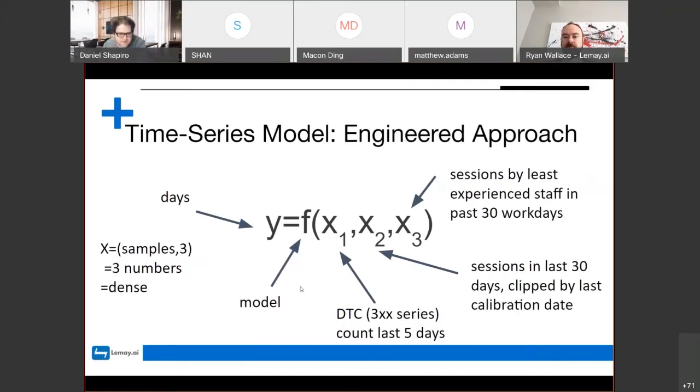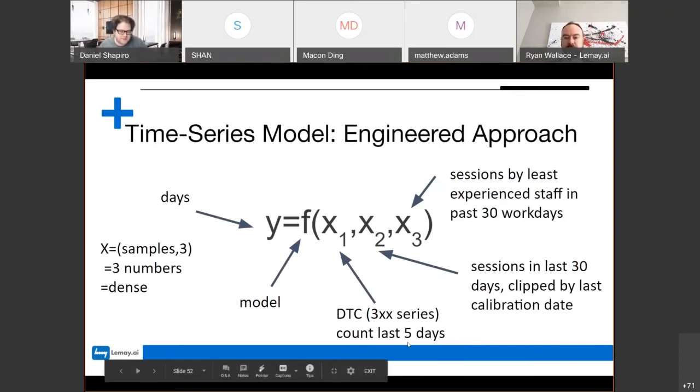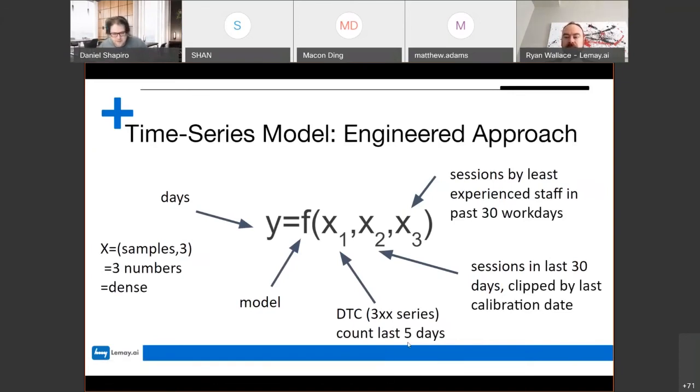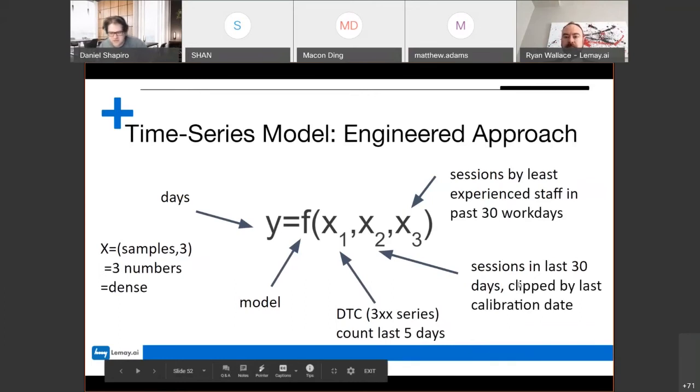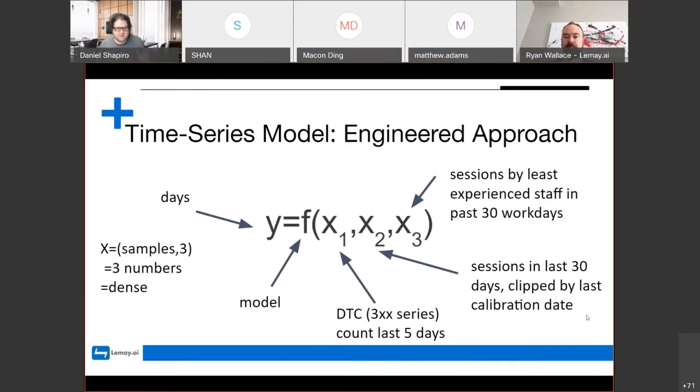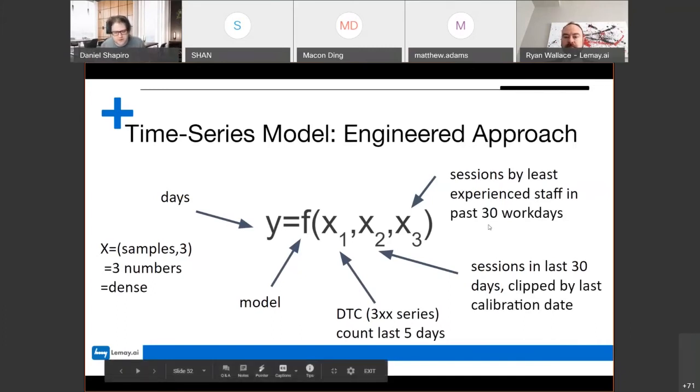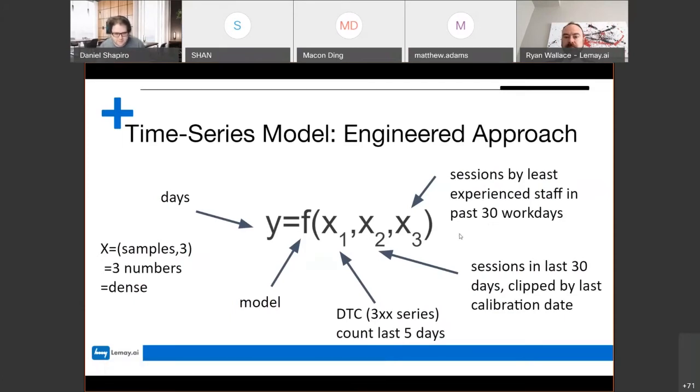We can do the same kind of thing, but with 3 numbers, where we engineer the solution by hand. I'm going to make one number that represents the count in the last 5 days of those same trouble codes. Then I'm going to make another number that's the number of sessions in the last 30 days clipped by the last calibration date of the unit. Like we talked about this clipping thing, you don't want to necessarily go back before you fixed everything up, because the data before that's probably wrong. And then you ask, how many sessions by less experienced staff happen in the last 30 work days. So these are features that are highly engineered, and you've got a model that only relies on 3 numbers to make its predictions.